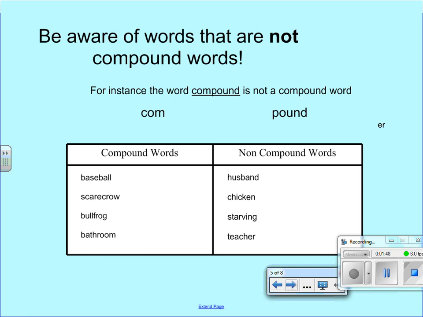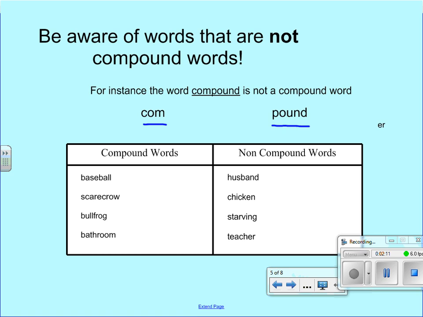Be aware of words that are not compound words. For instance, the word compound is not a compound word. The beginning of the word, com, is not a word, while pound is a word. In order to be a compound word, both words must be a word in themselves.